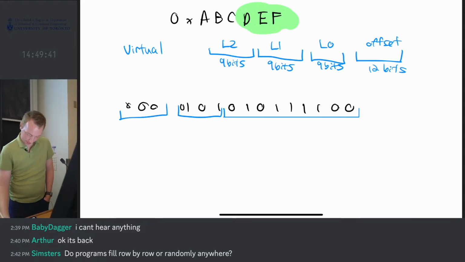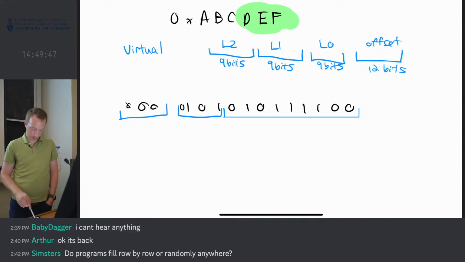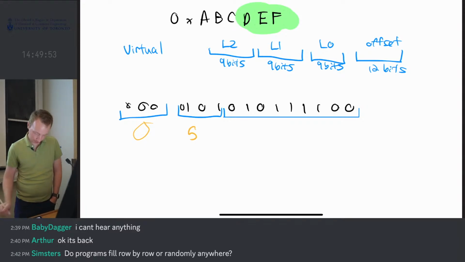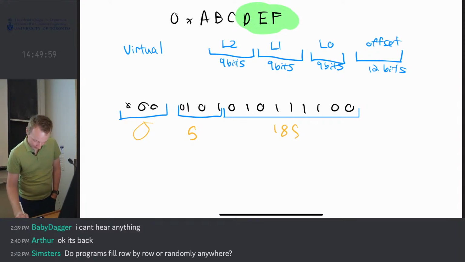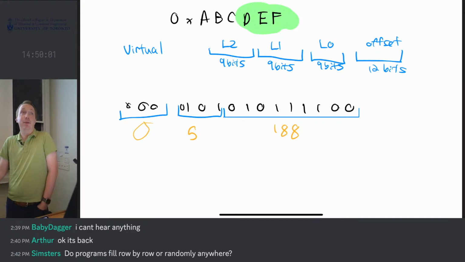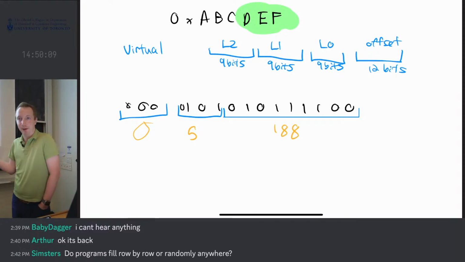So in this case, what would my L2 index be? 0. What would my L1 index be? 5. What would my L0 index be? 188, hopefully. Well, it worked, so it must have been that. So that's why that address translated successfully, because given a virtual address, I know what entries I need to make valid in order for it to translate correctly.